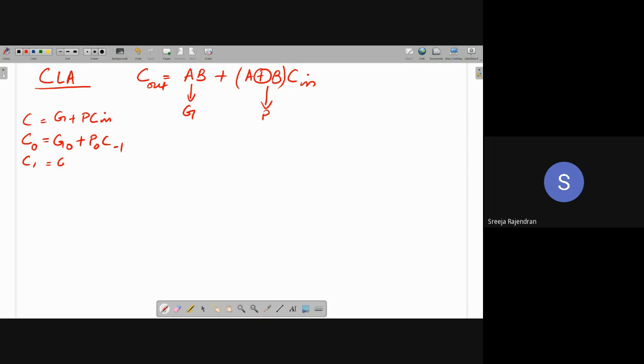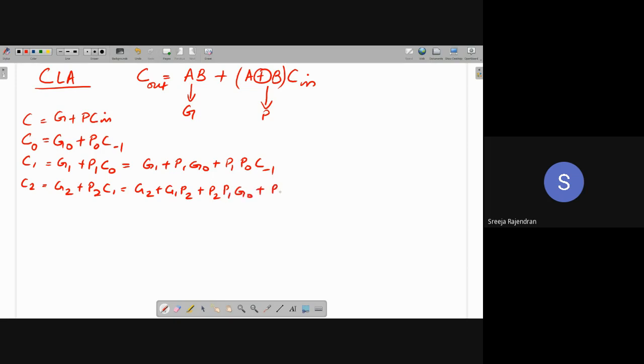C1 becomes G1 plus P1 C0. I substituted the C0 from the previous equation. So I'm just writing the final one. C2 becomes G2 plus P2 C1, which is equal to G2 plus G1 P2 plus P2 P1 G0 plus P2 P1 P0 C minus 1. Okay. Similarly, C3 you can also write.